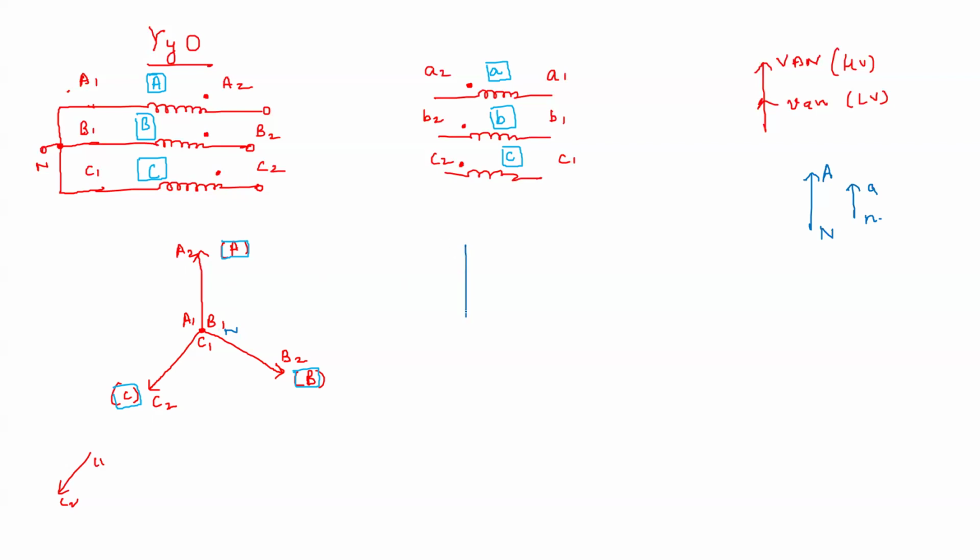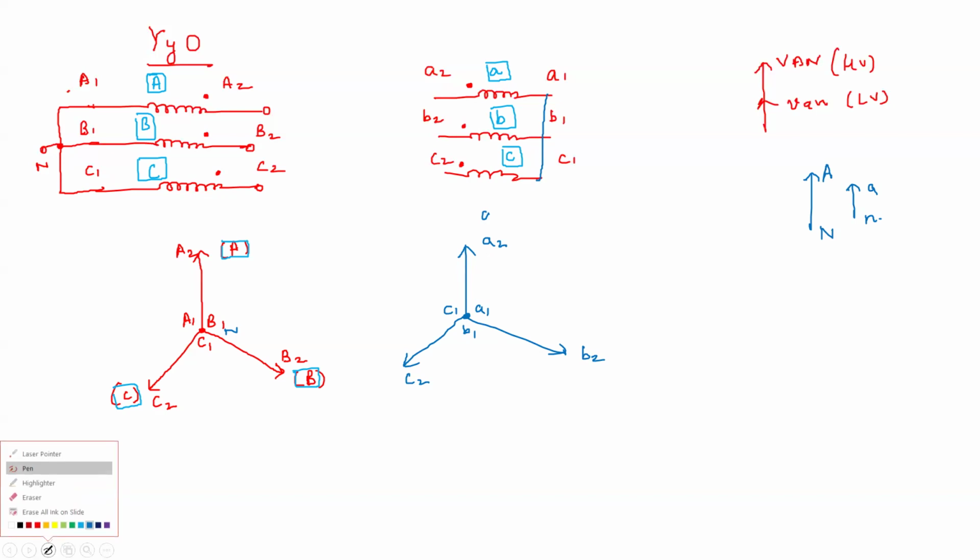So how will I draw it? I will draw it exactly in the same way. And here I am having A2, because this is the same 0 degree. So A2, A1, B2, B1, C2, C1. You can see that here also A1, B1, C1 has to be shorted, so that this phasor, so this is the phasor. I'm writing it as ABC.